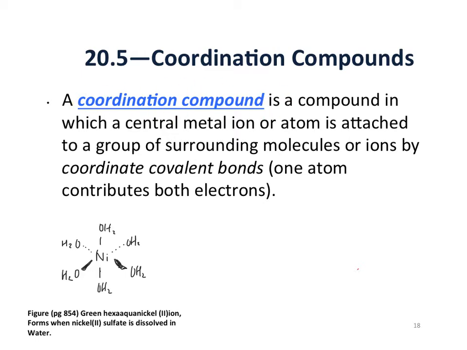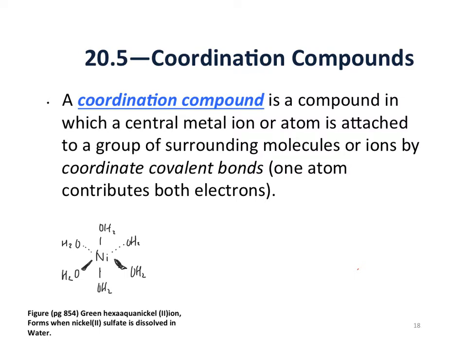And these are compounds in which the central metal ion or atom is attached to a group of surrounding molecules by a coordinate covalent bond. Now remember, coordinate covalent bonds are different than regular covalent bonds in that both electrons in the bond were donated by the same atom. In a quote-unquote regular covalent bond, we end up with one electron donated by each atom involved in the bond. In this case, they both come from the same atom.